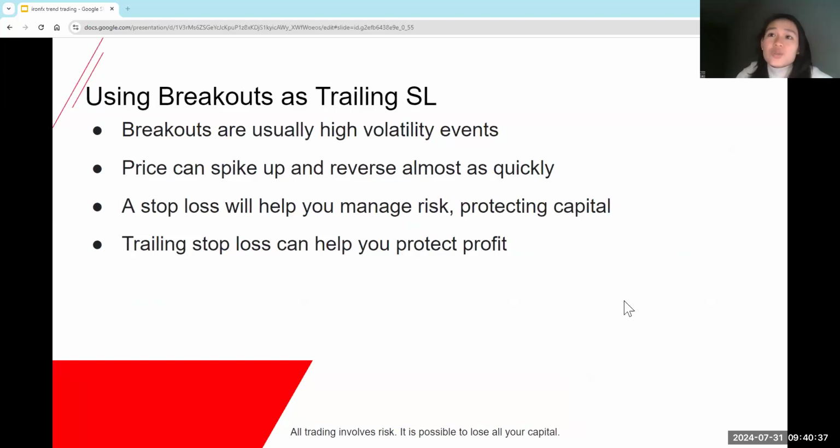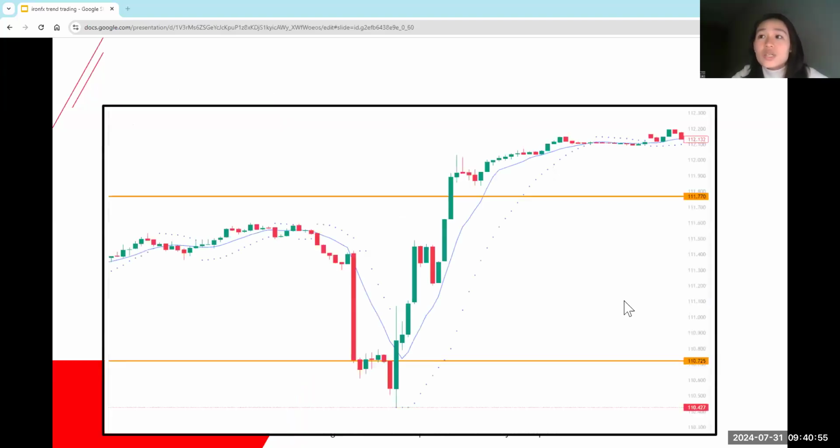Okay, so using breakouts as trading stop loss. So breakouts are usually really high volatility events, and price can spike up and reverse almost instantly. So a stop loss will help you to manage your risk, protect your capital, and a trailing stop loss can help you to protect your profit. So here's one way that you can use support and resistance in combination with parabolic SAR, and also moving average, I think. Yeah, moving average here.